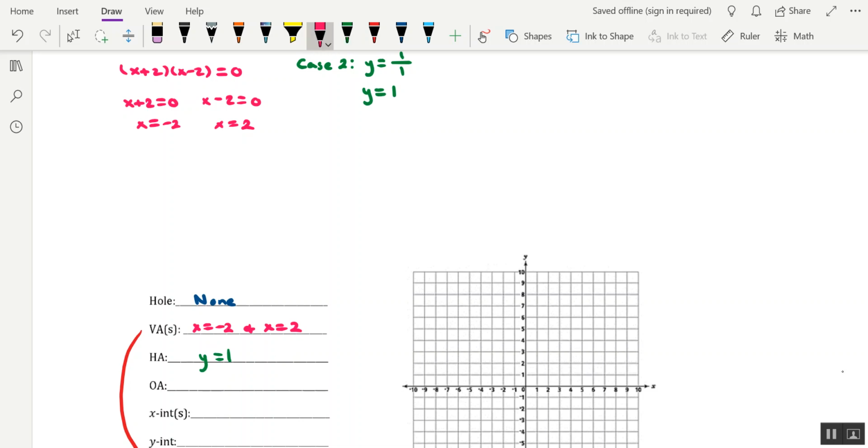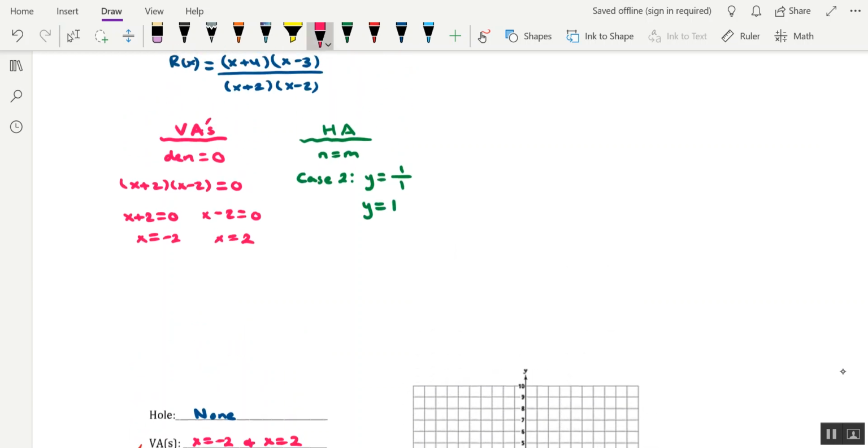Now, since you can only land in one of those three cases, that would mean that there's no oblique asymptote, so I'm going to put none for that. Alright, so if there were a workspace for oblique asymptote, all we would be able to do is just say that there is none.